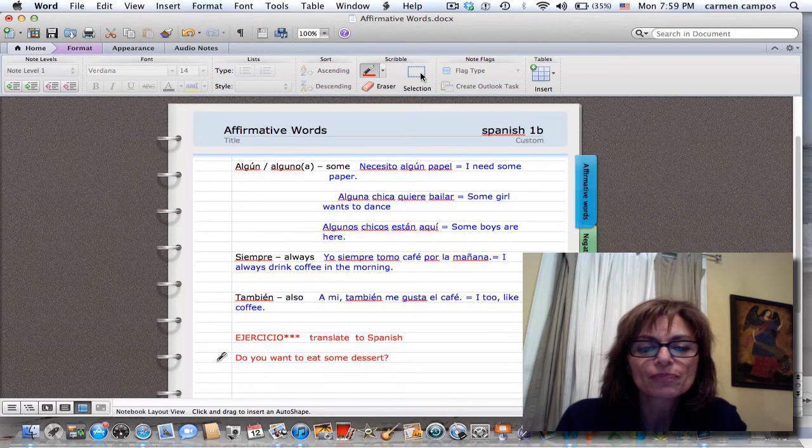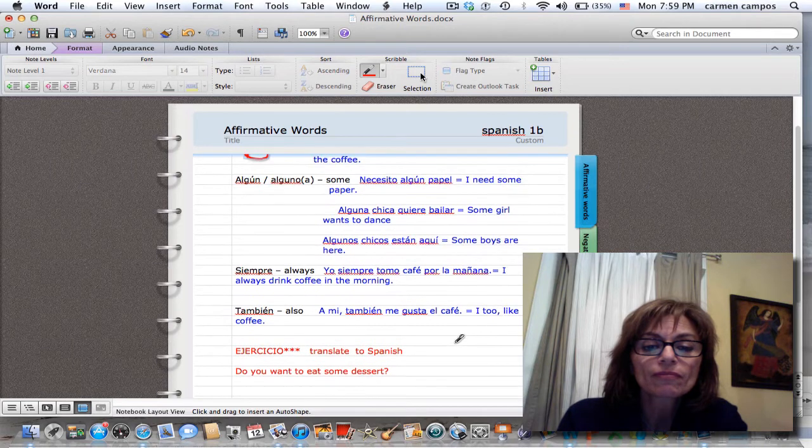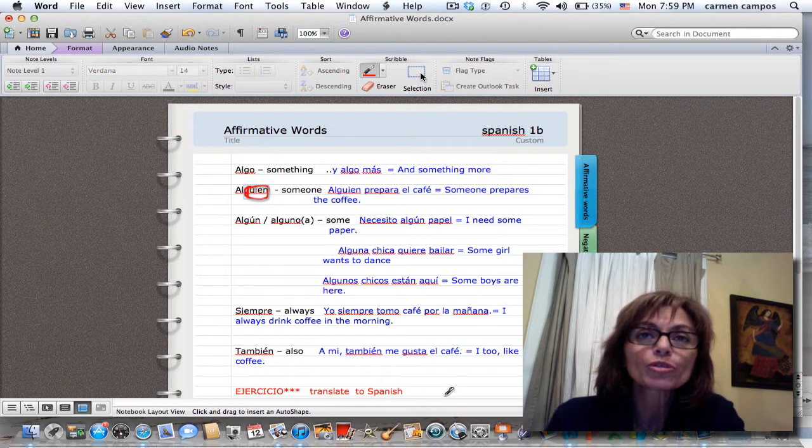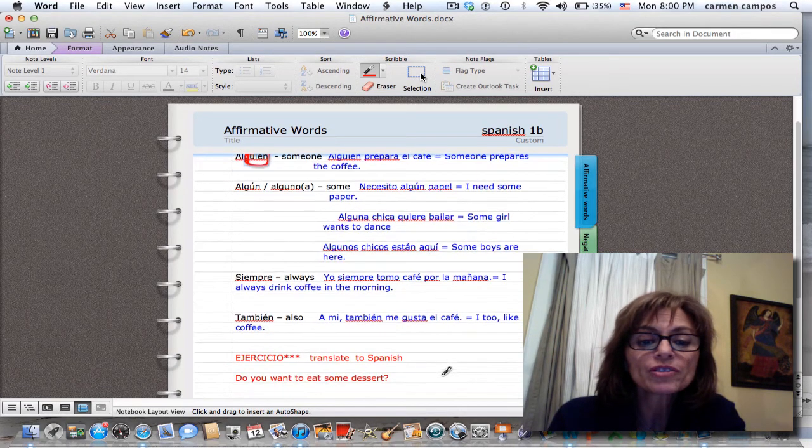Okay, clase, real quick exercise. Translate to Spanish. Do you want to eat some dessert? And remember that dessert. Do you remember the word for dessert? The word for dessert is postre. So do you want to eat some dessert? Okay, so you could pause it if you still need some time to think.